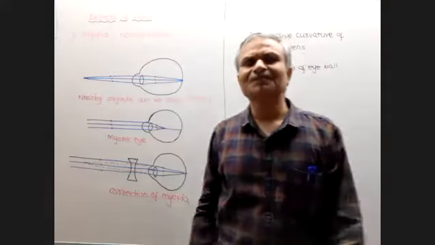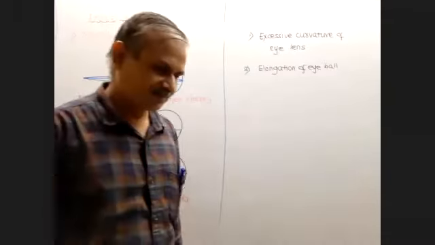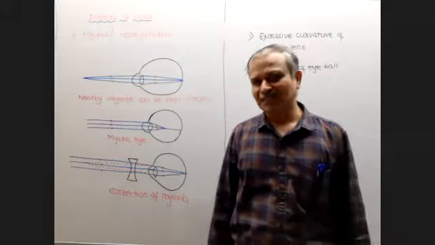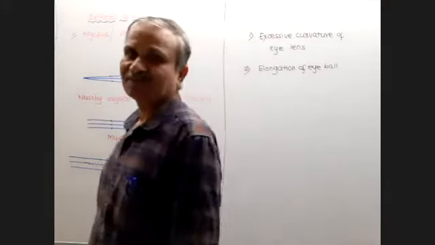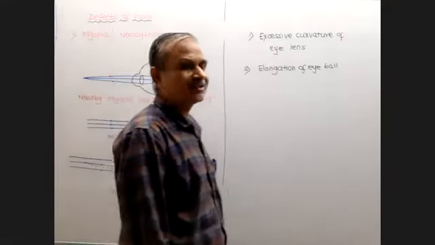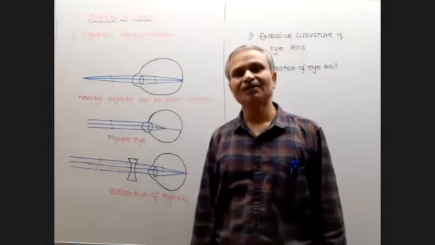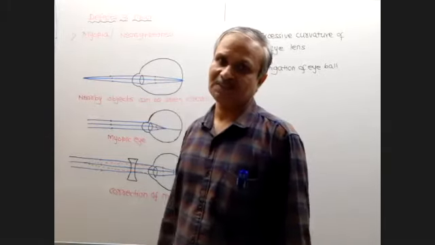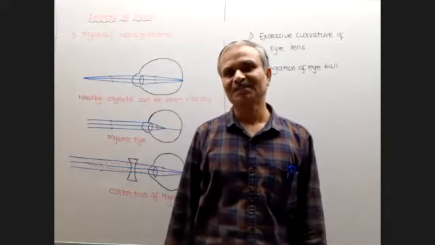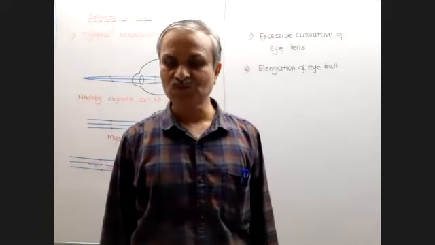Look, in the previous lecture, we saw the construction and working of the eye. In that, there are some terms we are using. First is least distance of distinct vision. Least distance of distinct vision is what? It is the minimum distance at which, if we hold the object, its image can be seen clearly without giving any strain to the eye.